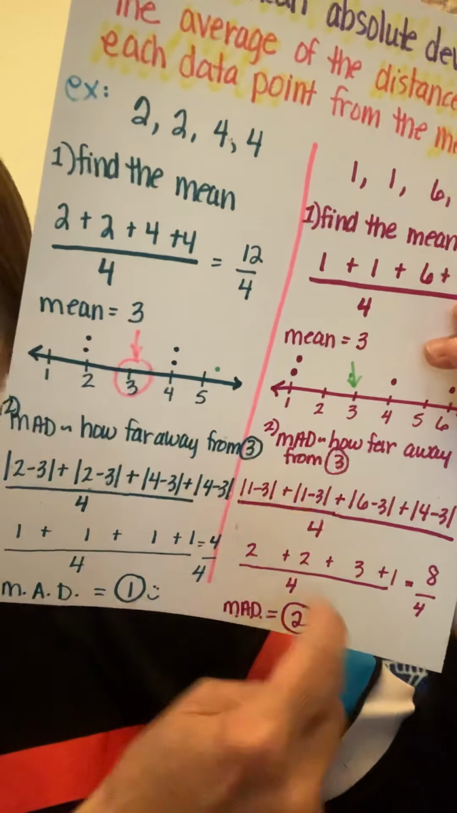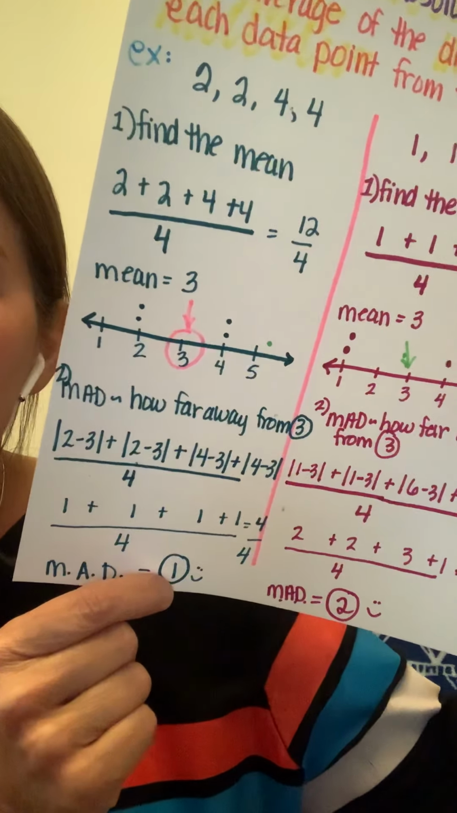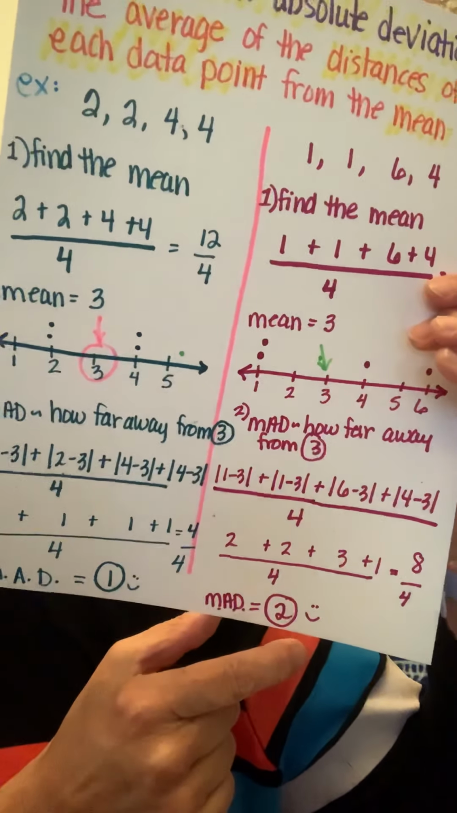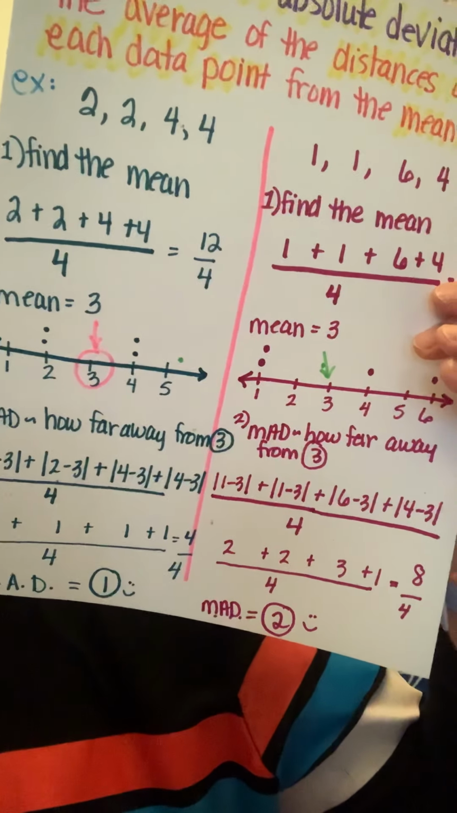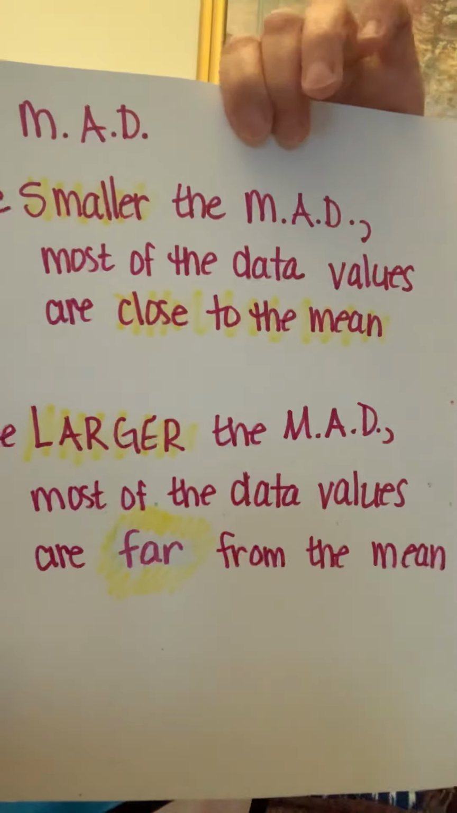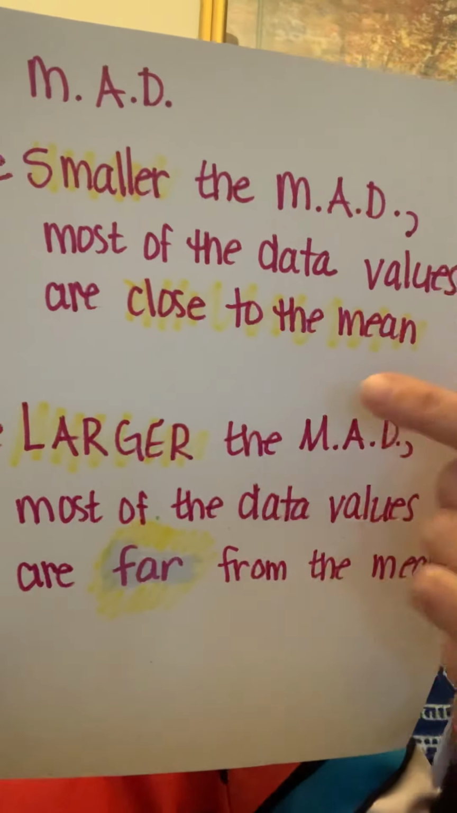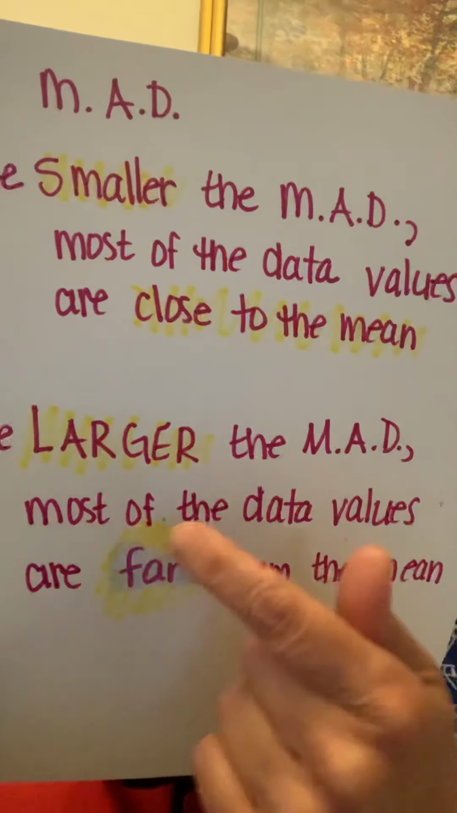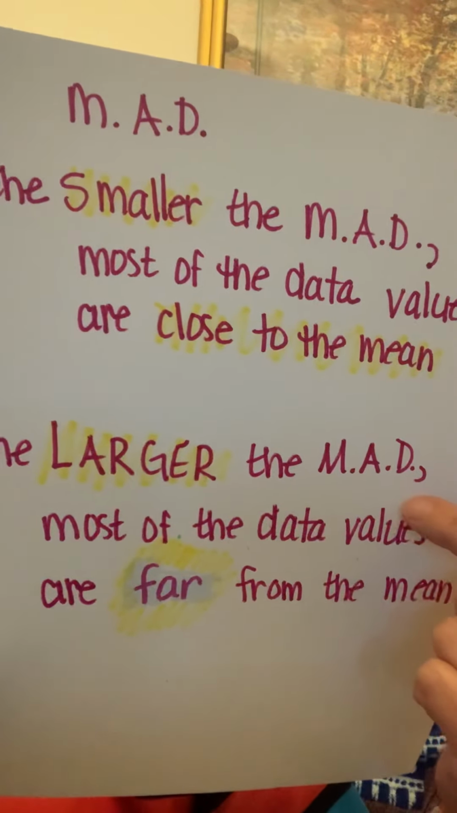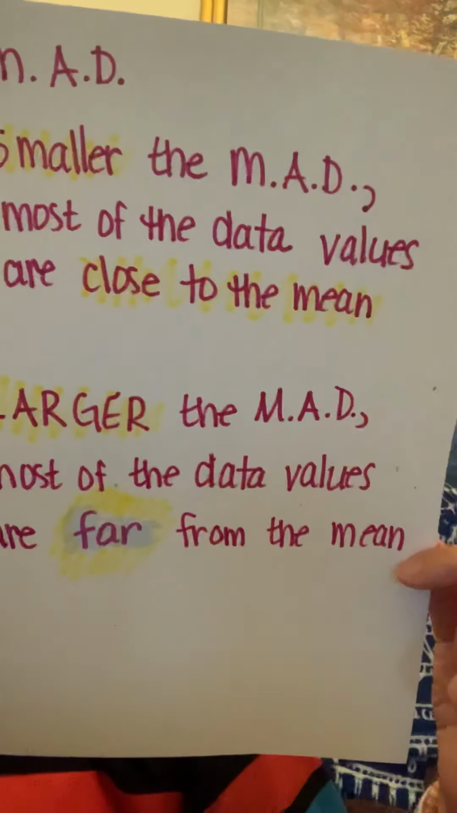Well, look, we have the same mean on both of these data sets, but this mean absolute deviation was 1, and this mean absolute deviation was 2. They had the same mean, which was 3, but they had different MADs. And that's okay, because the smaller the mean absolute deviation, that just means that the data values are closer to the mean. The larger the mean absolute deviation, that means that most of the data values are far from the mean.